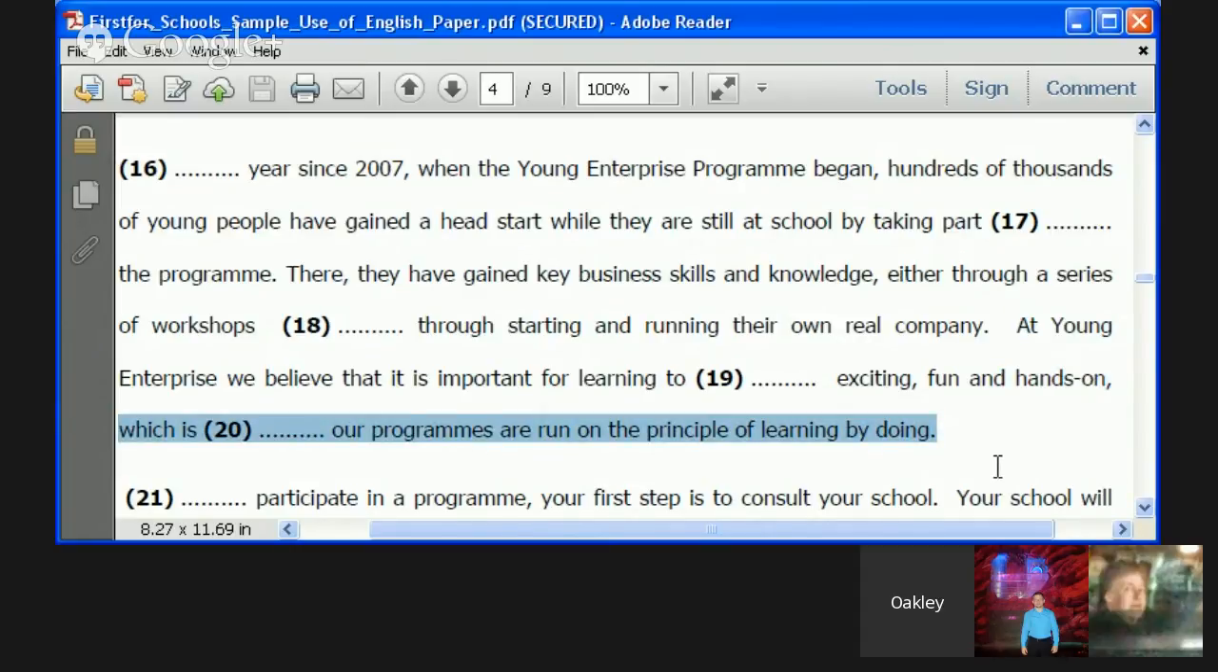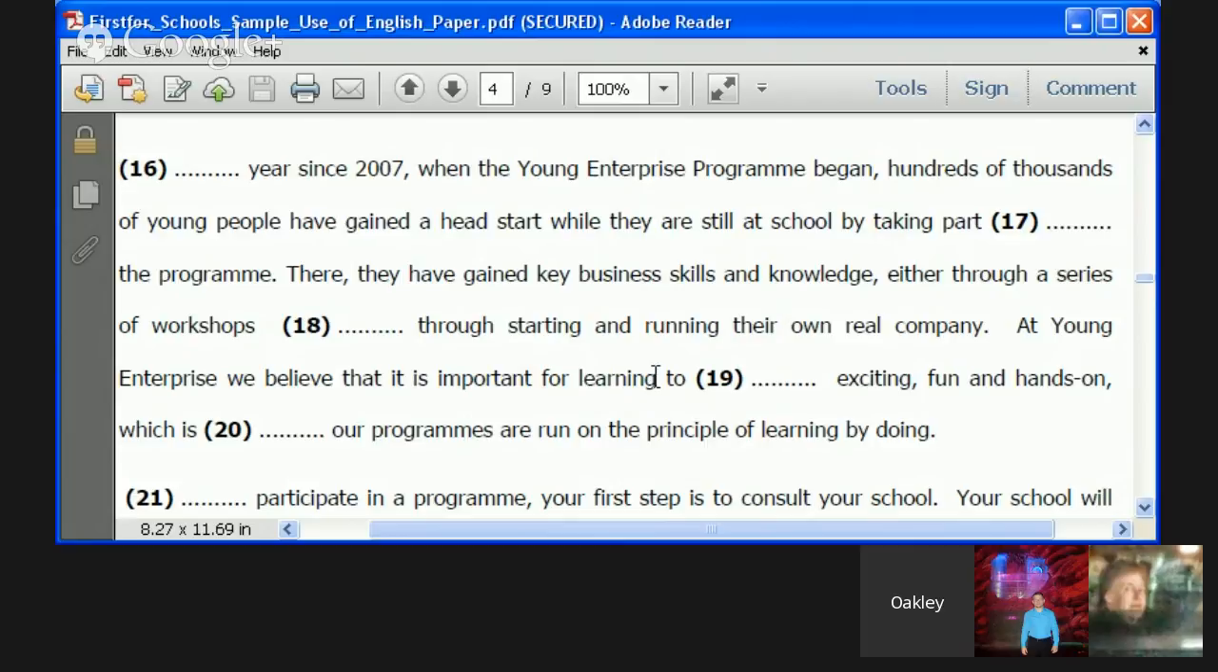Which is on our programs, on the principle of learning by doing. Which is blank. Our programs are run on the principle of learning by doing. Or which is offered our programs. No. Okay. Prepositional verbs. Well, I can consider the message. It's always helpful to simplify. All of these exams, simplify. Okay, learning should be fun. Simplify and rephrase it yourself.